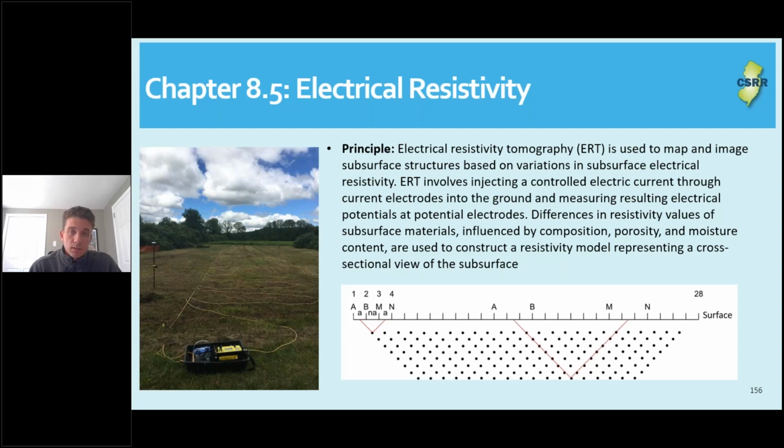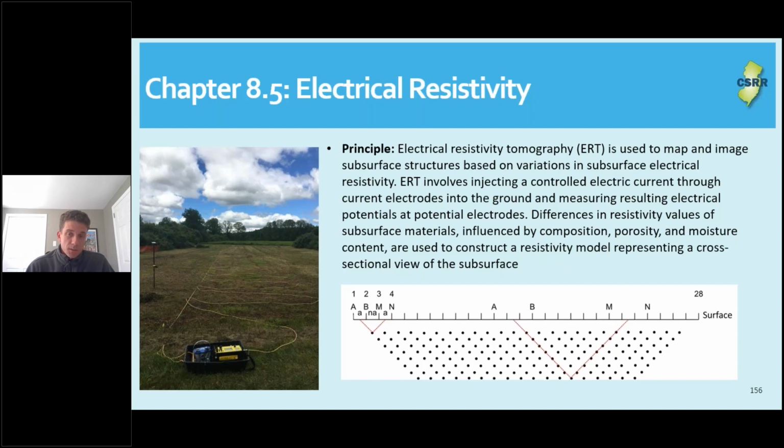So limitations of this, it's of utmost importance that the electrodes make good contact with the ground. So if you're in dry ground or rocky soil, that can pose problems. You can get around this. You can pour salt water on the electrodes, or you can put bentonite around the electrodes, or you can use 2 electrodes that are touching each other to increase the surface area. So there's always ways around this.